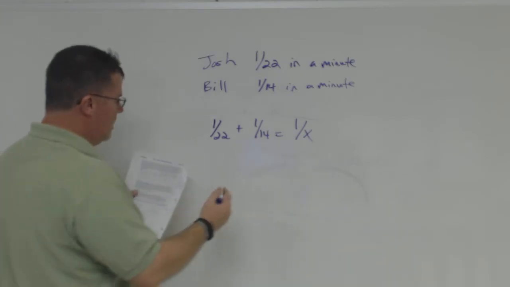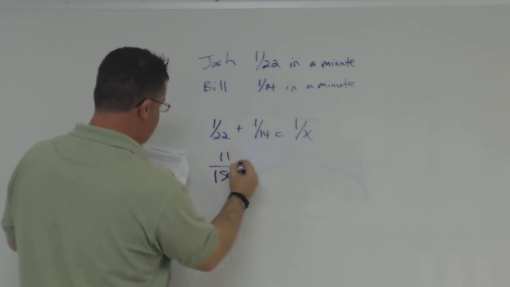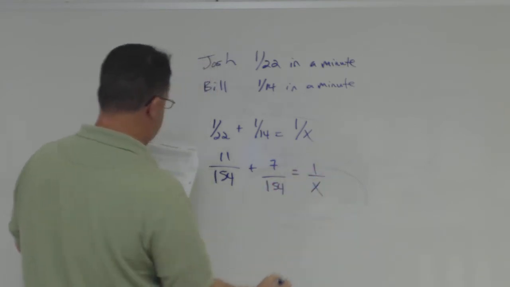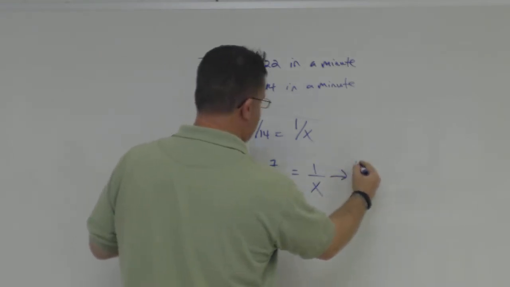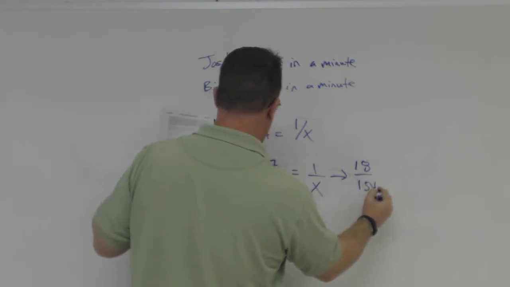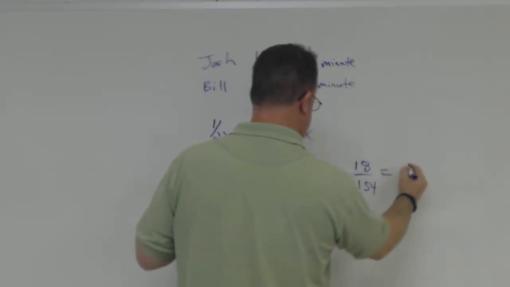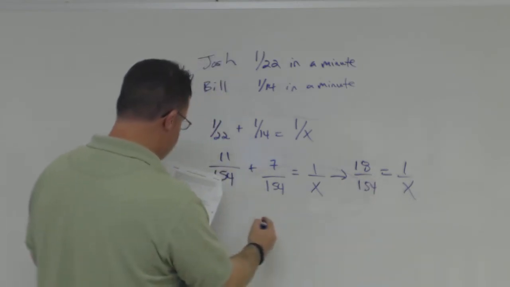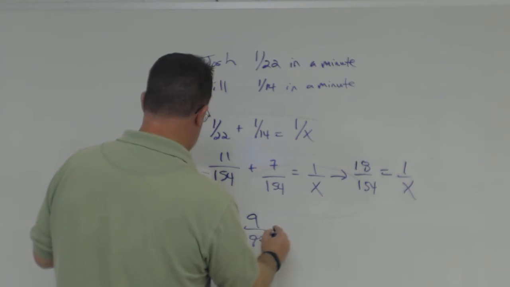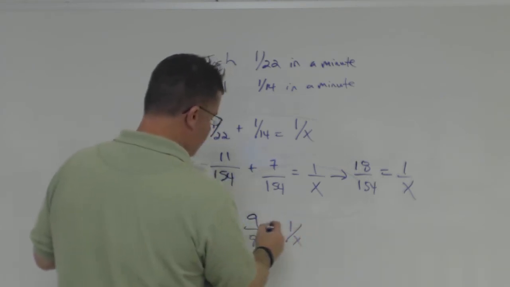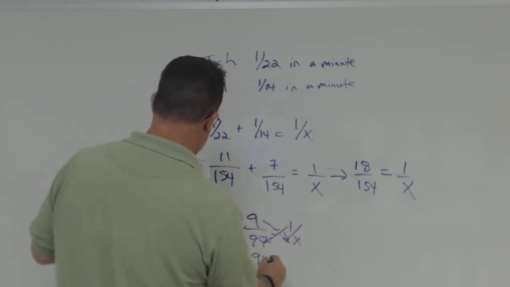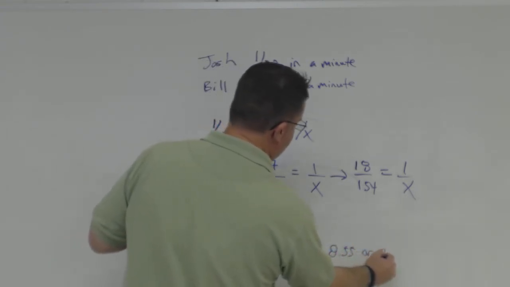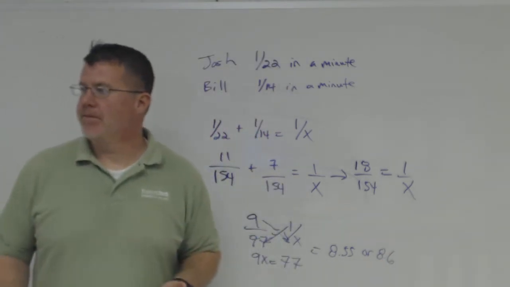That's what I worked for. I came up with 154. So I have 11 over 154 plus 7 over 154 equals 1 over x. So I'm going to have 18 over 154 added equals 1 over x. And I can reduce this. I can reduce 18 over 154 to 9 over 77 equals 1 over x. And then we cross multiply. So I have 9x equals 77, equals 8.55, or 8.6 minutes. Is that what everybody got?